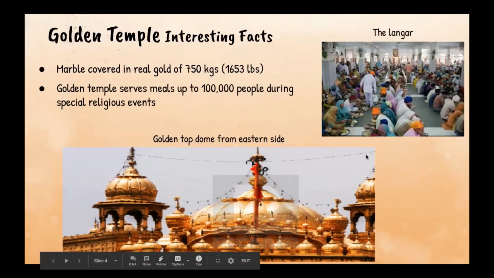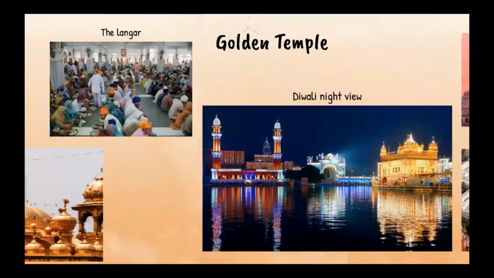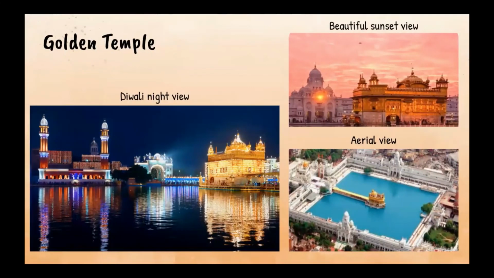The langar at the Amritsar Golden Temple is the largest community kitchen in the world. It serves more than 50,000 meals on a daily basis. On religious events, the number rises to 100,000 or more. All the foods served here are donations from devotees. Here are some breathtaking views of the temple.